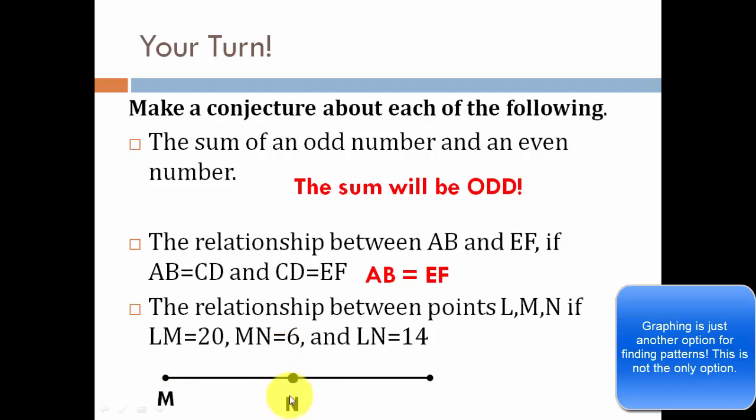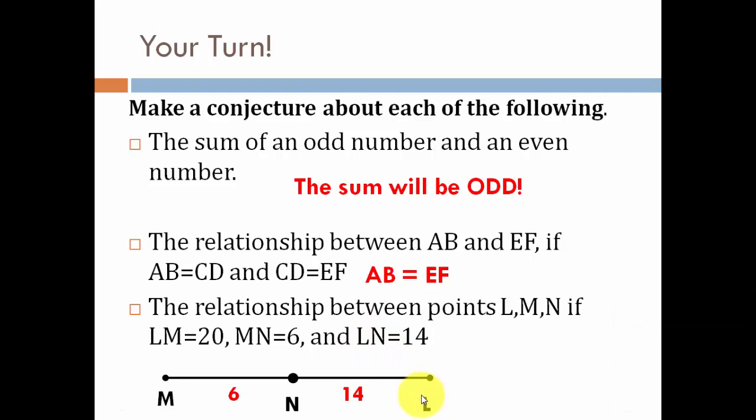And I know that MN's length is 6. If this is N, then this has to be L, so I can get my LN in there. Then I fill in my lengths and see if this works out. MN is 6, LN is 14, and LM, the whole thing, is 20. So what's the relationship between these points? It's that N has to be between M and L for this to work out.